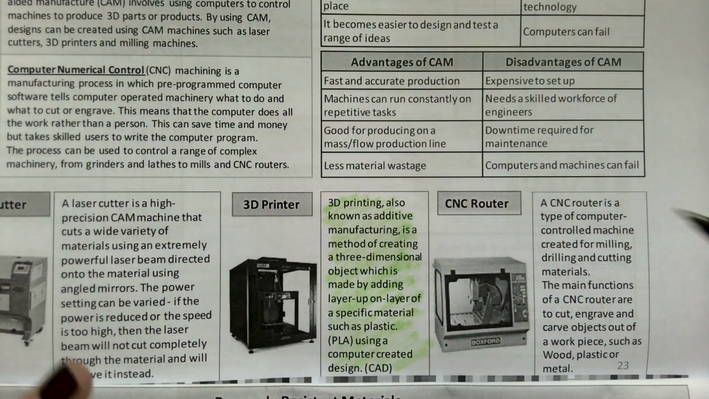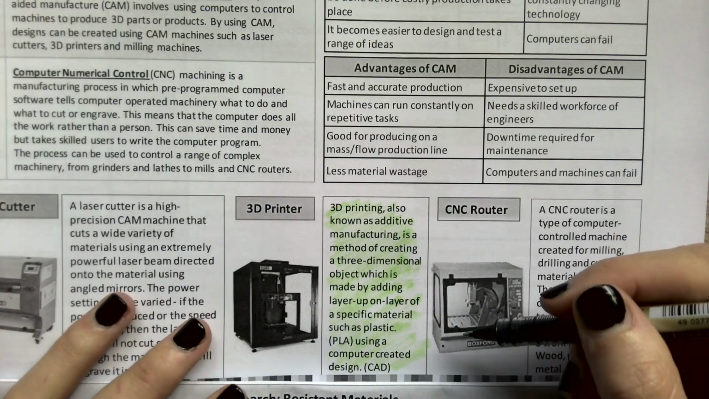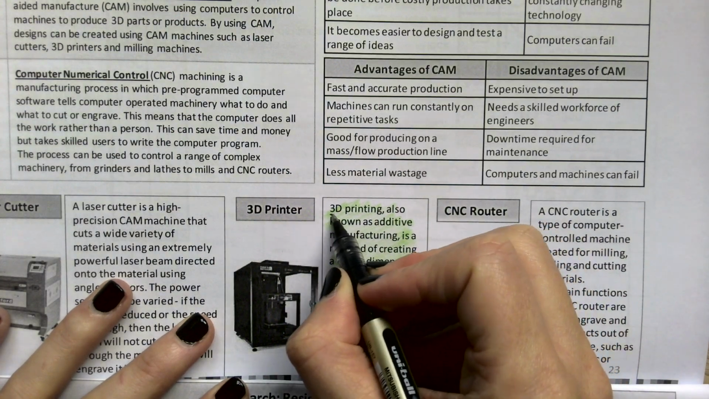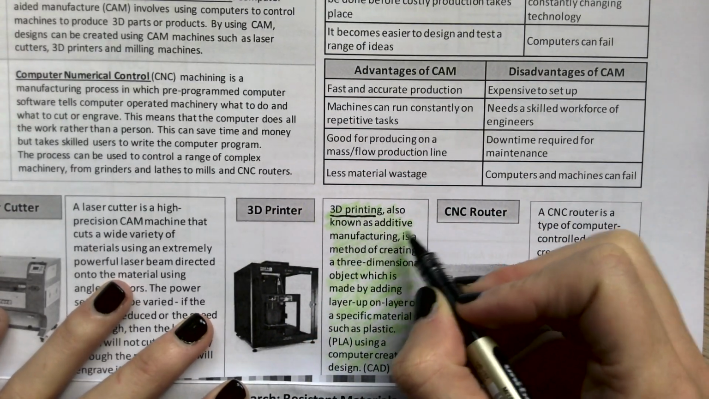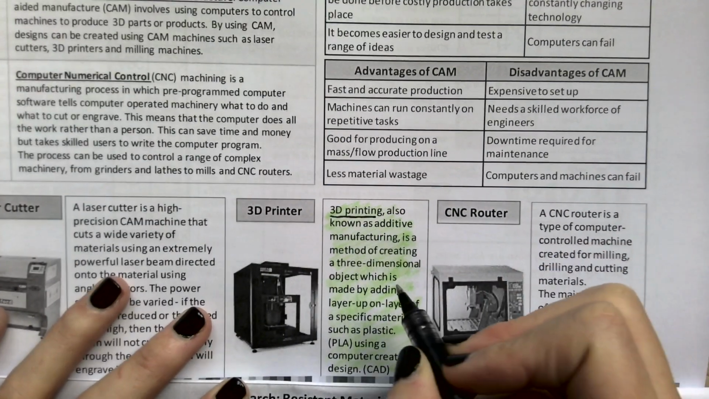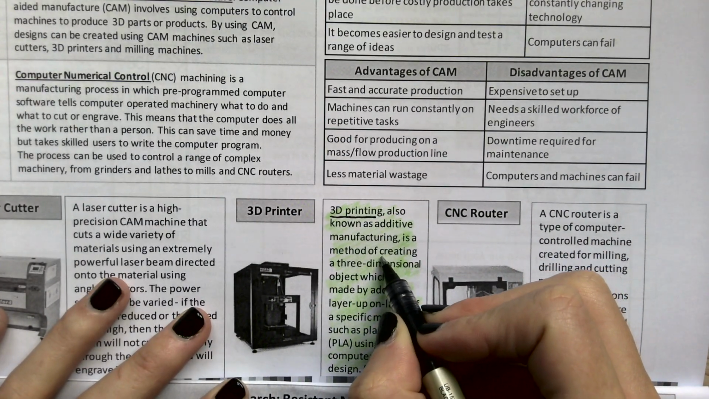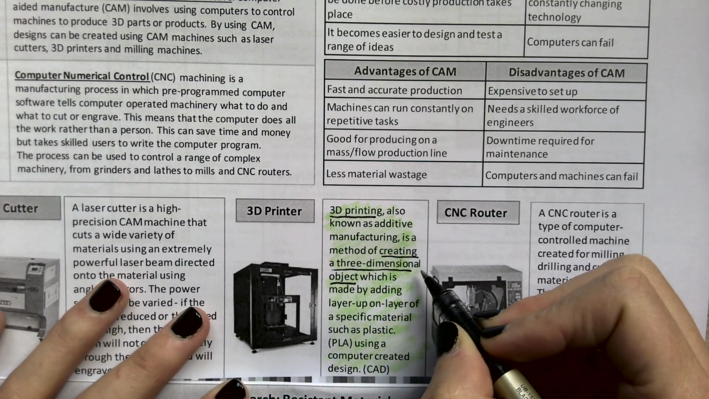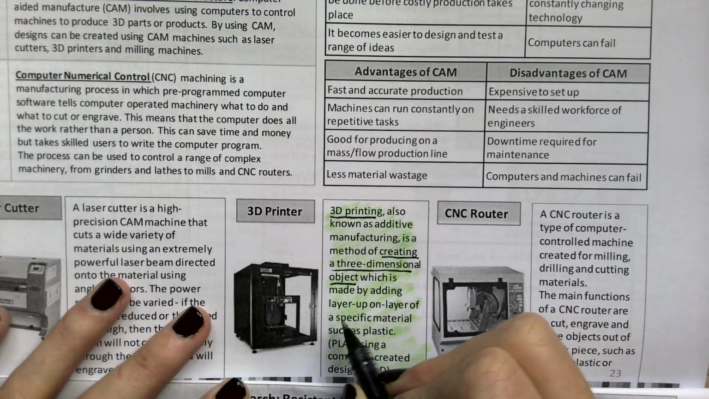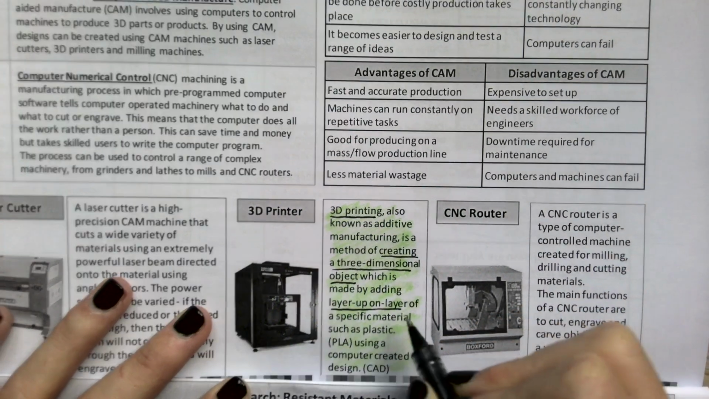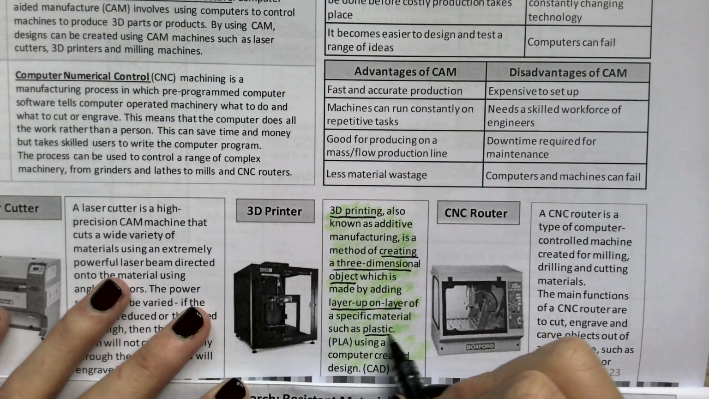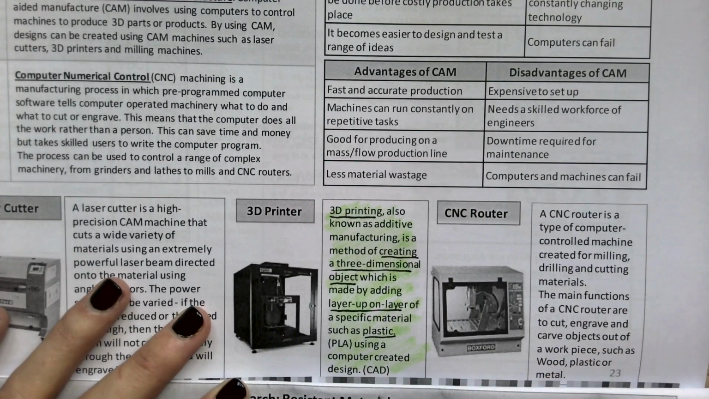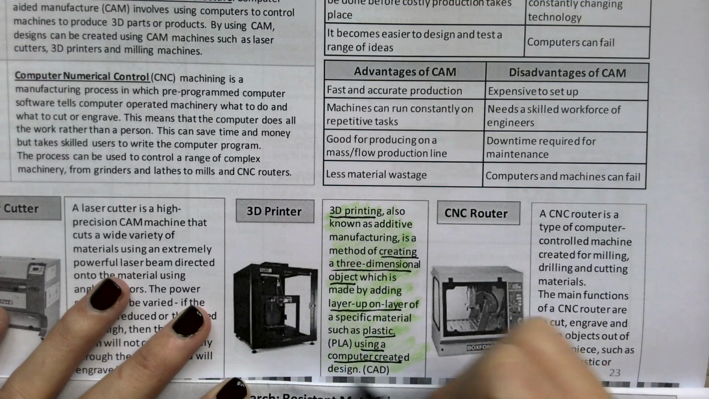Step 2 is to read the information and underline anything that I think might be really important, like a keyword or a fact. So 3D printing, I need to know what it's called. Also known as additive manufacturing, is a method of creating a three-dimensional object. I think that's important. That's the final thing that is made with a 3D printer, which is made by adding layer upon layer of a specific material such as a plastic, and then in brackets it says PLA, using a computer-generated design. I think that's probably interesting and important at the end there.